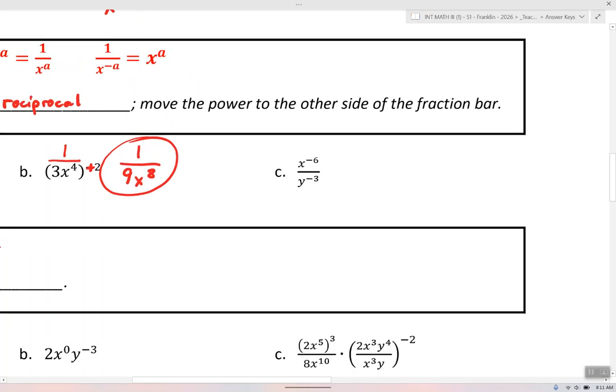And then x to the negative 6 over y to the negative 3rd. We just need to flip these. They are different bases, so we can't combine them. So we have y to the 3rd over x to the 6th.